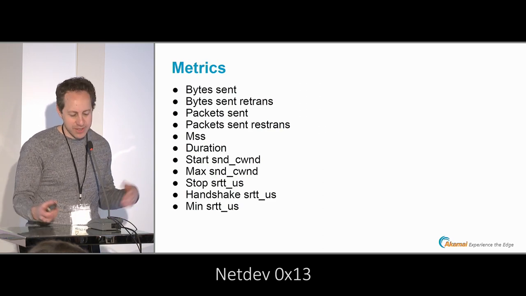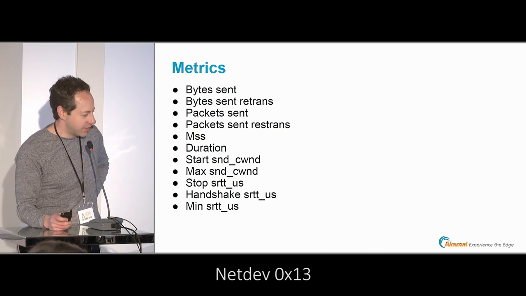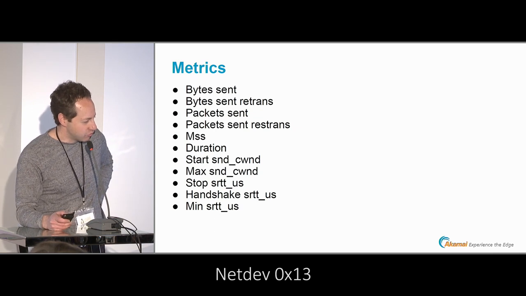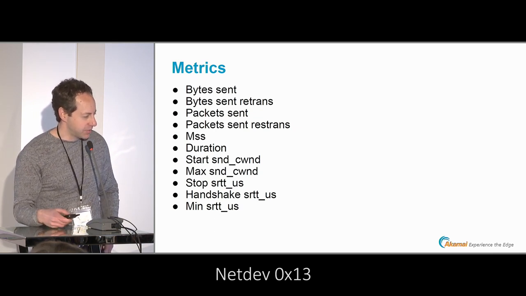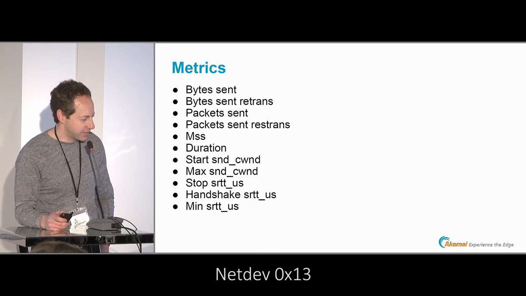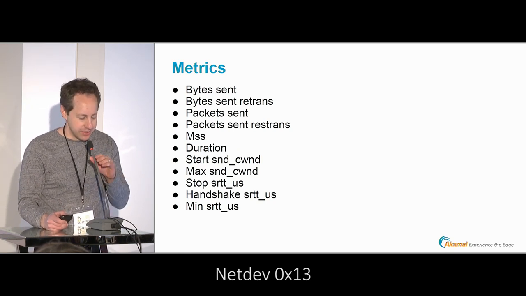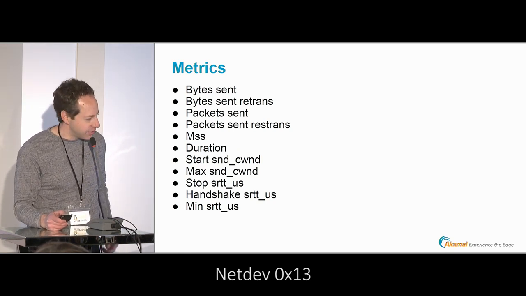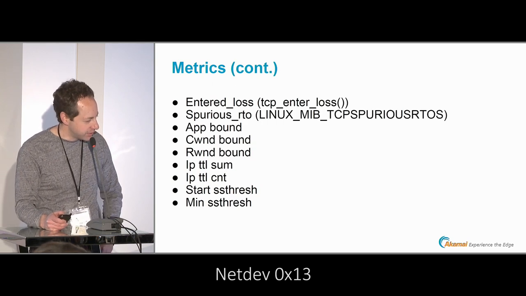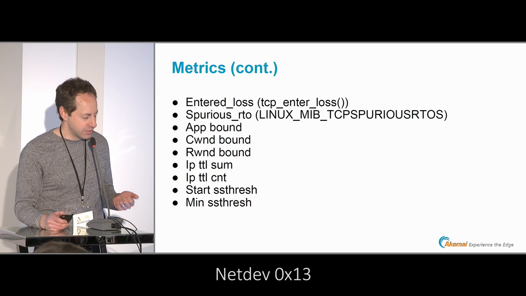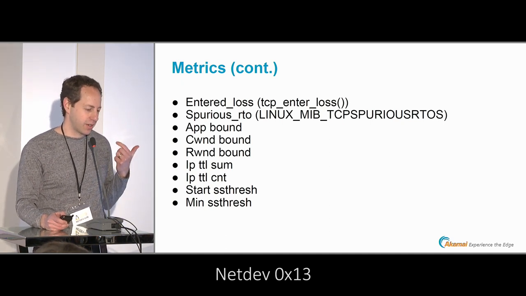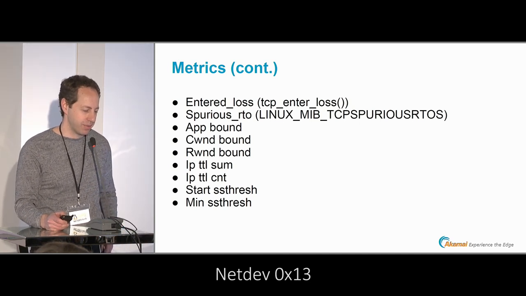Let's jump into some of the metrics. I think they're probably similar to what a lot of people are already collecting. Bytes sent, the retransmits. A lot of these are obviously in the TCP info. Cwnd, handshake, minimum SRTT. So these aren't all the fields. I collect a bunch of them I wrote down. We also try to get at, as I mentioned, are we Cwnd bound? Are we limited by the receive window, the remote receive window?